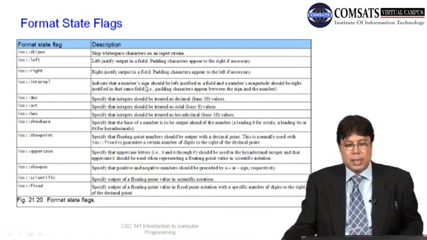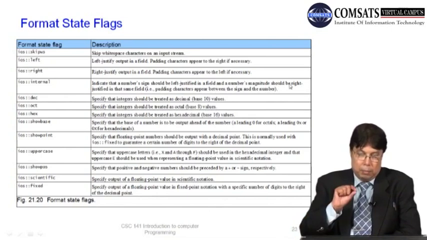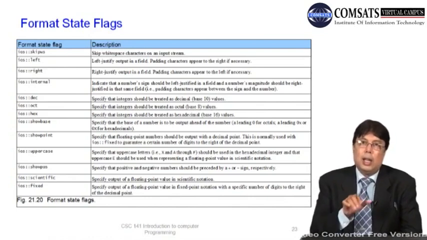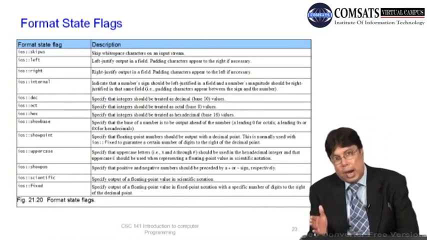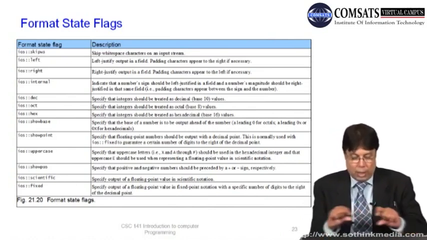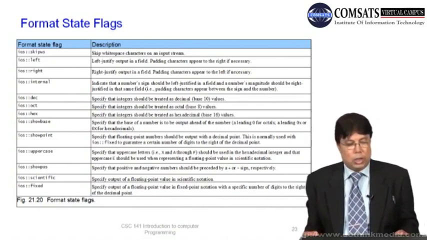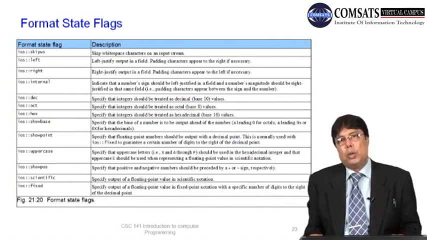Internal indicates the number sign should be left justified in the field, and the number's magnitude should be right justified in the field. The plus or minus should come on the extreme left, and the magnitude, that is, whatever the value of the float or the integer is, should be right justified. It means the plus or minus should be on the extreme left. What is the gap between them? It is the set width value that determines how this should be organized. So you have very controlled output that is facilitated with the help of iostream.